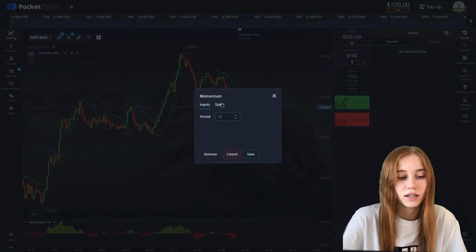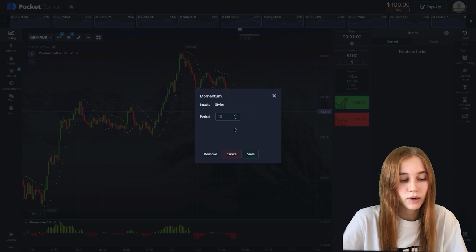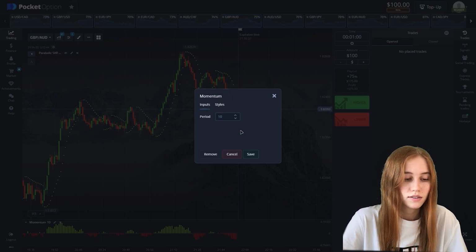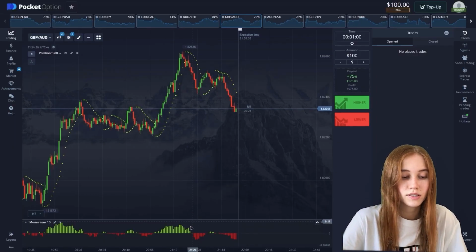What about the second indicator? This is the momentum indicator. You can copy the settings. In general, this indicator shows when volatility increases and when it decreases. This is when the market moves from a trend to a sideways movement and vice versa.